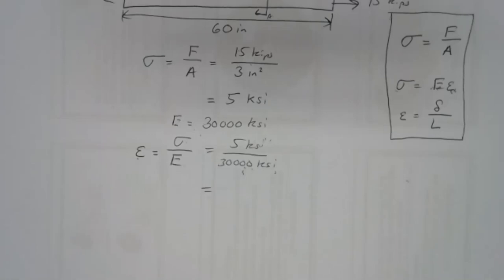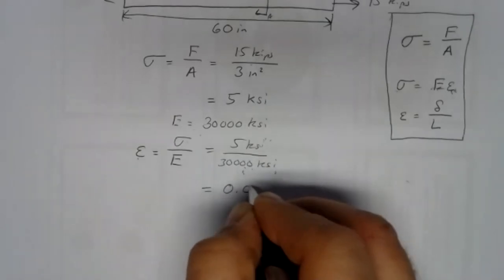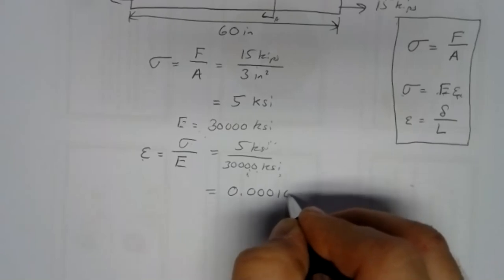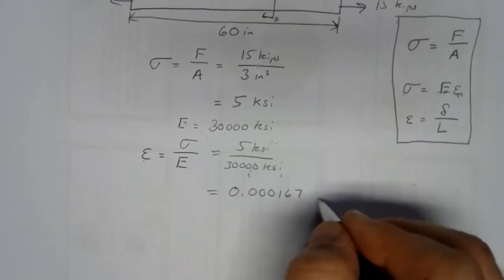So we can divide this out. So we can go and calculate it out. So we go over to the calculator. We've got 5 divided by 30,000. That is 0.000167. And that is the strain.